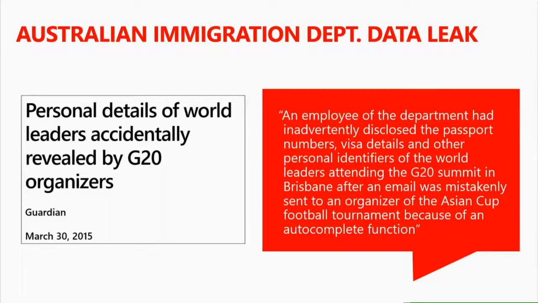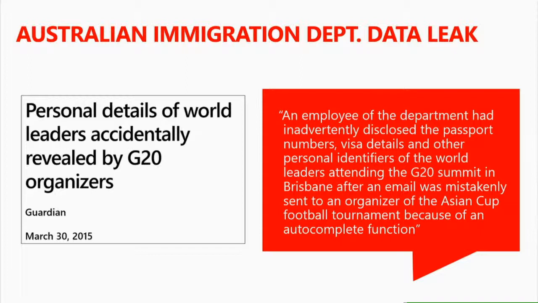So what happened here was at the G20 conference in Brisbane, Australia, you had one of the employees of the Australian Immigration Department. This person had access to personal details of some of the most powerful people in the world. We are talking about world leaders attending the summit, the president of the US, the prime minister of the UK, and so on. And just as part of business, he was supposed to be emailing this to a colleague of his. Instead, he ended up emailing this information to someone who was organizing a football tournament. I just wonder the reaction of the person who received that email.